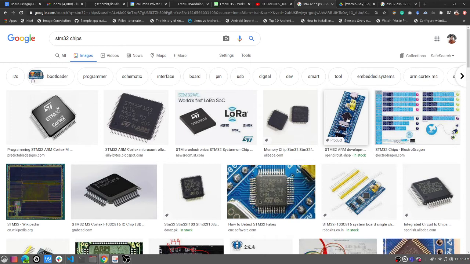It's called Blue Pill. It has an STM chip with an ARM M3 processor, architecture M3. Very famous for learning, very good for starting, and very cheap. Another thing is, it is Arduino compatible as well. So if you are not interested in getting into FreeRTOS, you can do the programming in Arduino as well: Arduino IDE and Arduino structure.